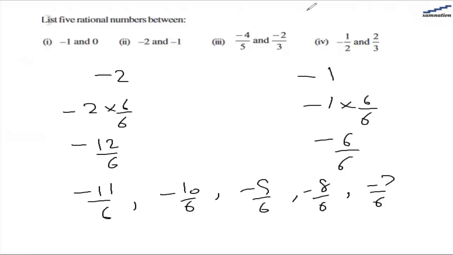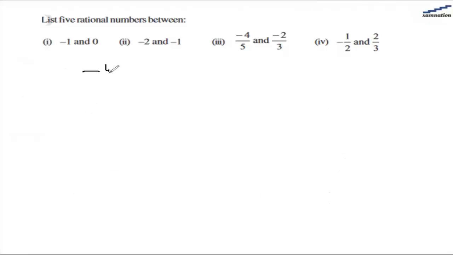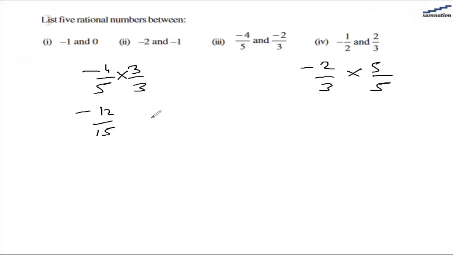For the third part, where we have -4/5 and -2/3. Let's do one thing. Because the denominator is different in both the rational numbers, let's first equalize the denominator. Multiply this by 3 by 3, and here we multiply by 5 by 5, because we know the LCM is 15. So it will be -12 by 15 and -10 by 15.